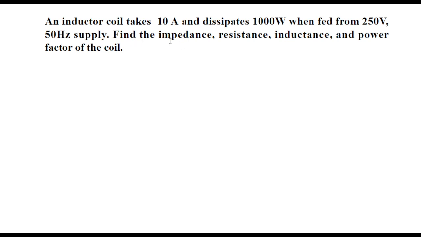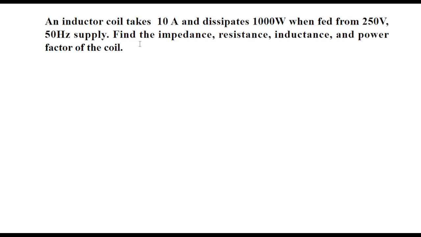In today's video, I am going to discuss a problem of an AC circuit, where you are asked to find the impedance, resistance, inductance and the power factor. In this question, it is given that a 10 ampere inductor coil is connected to a source of 250 volt and draws a current of 10 ampere, and it dissipates 1000 watt of power. You have to find the impedance, resistance, inductance and the power factor of the coil.